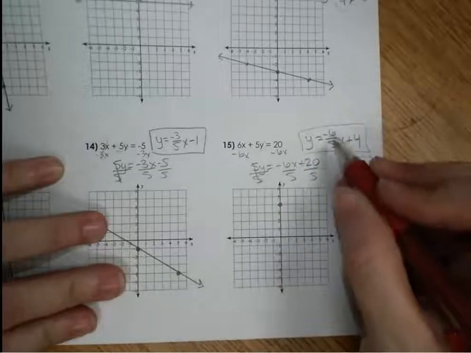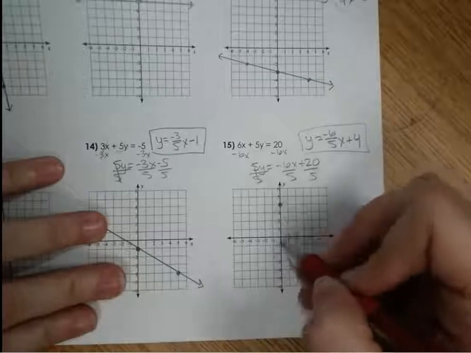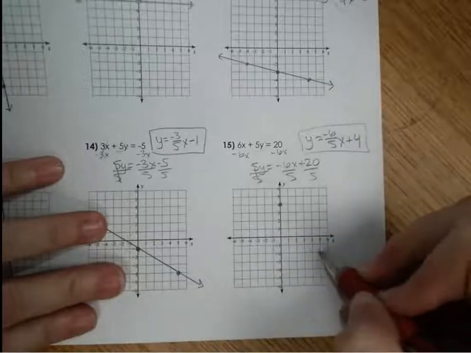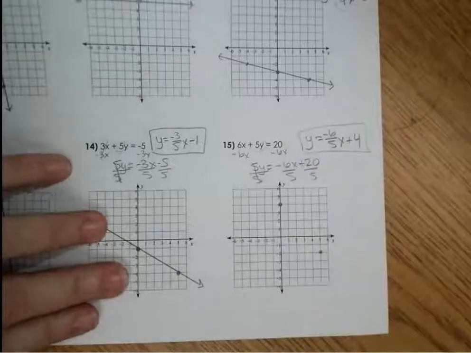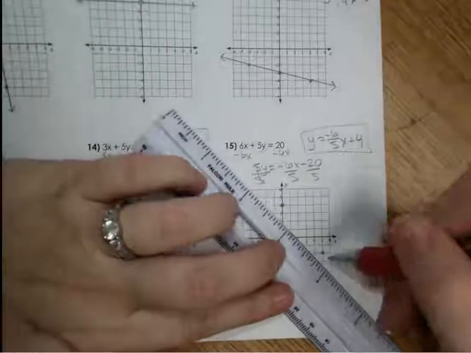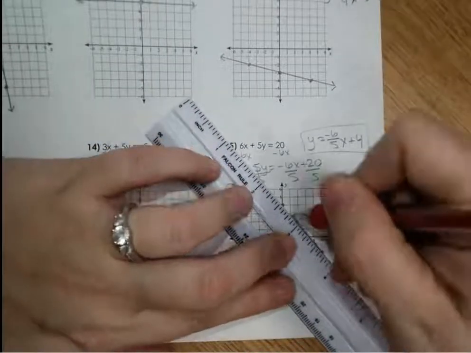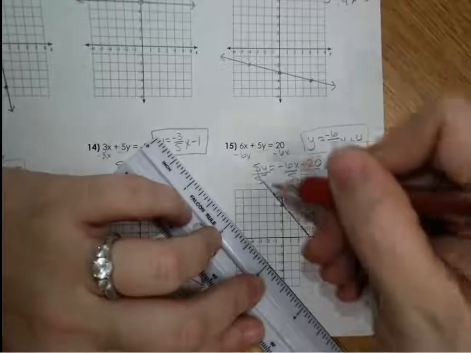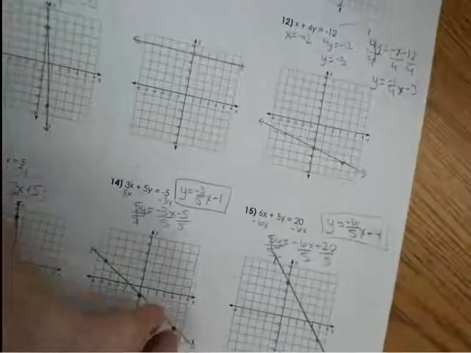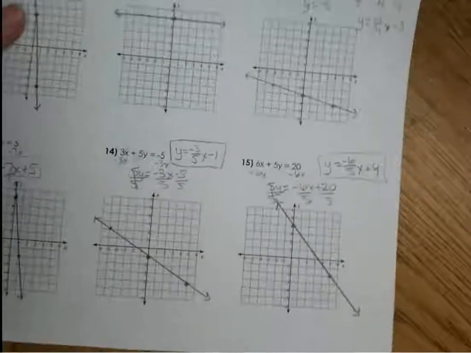Here's where y is 4, negative again, drop down 6, go to the right 5. I can't go backwards because it's going to go off the graph, so I can only put those 2 dots on there, which is fine, and then connect them. There we go. All right.